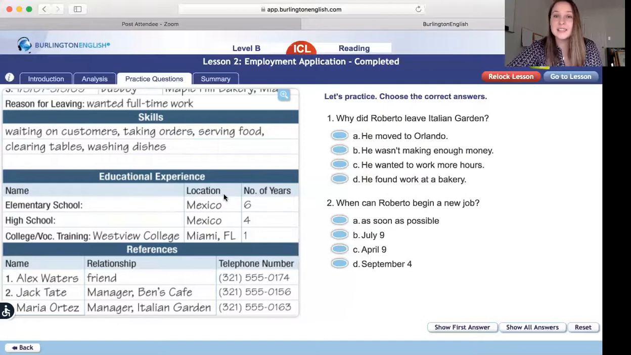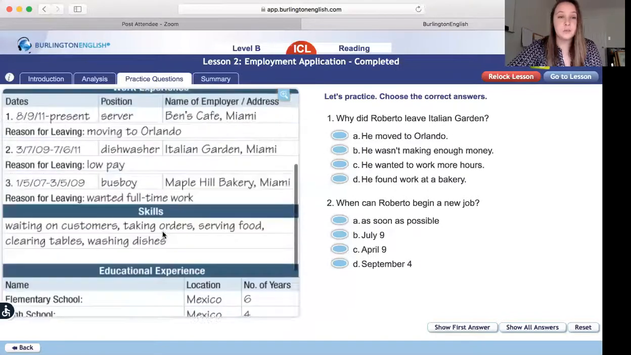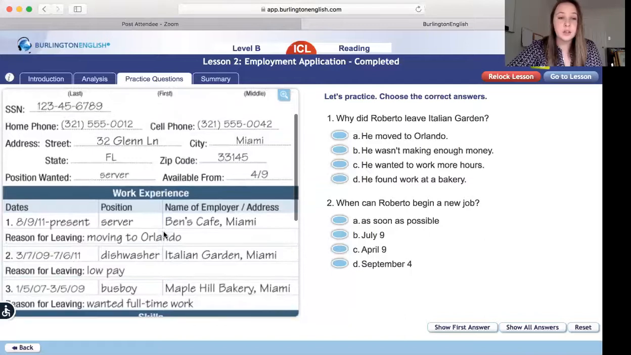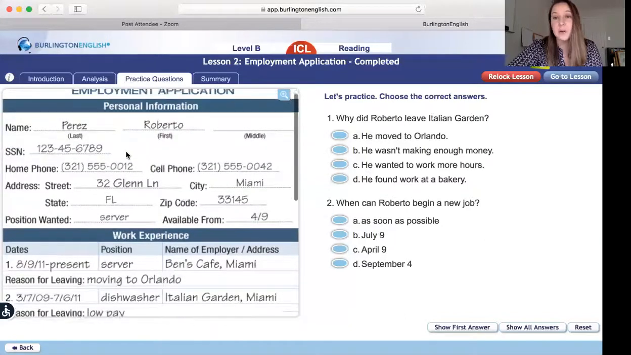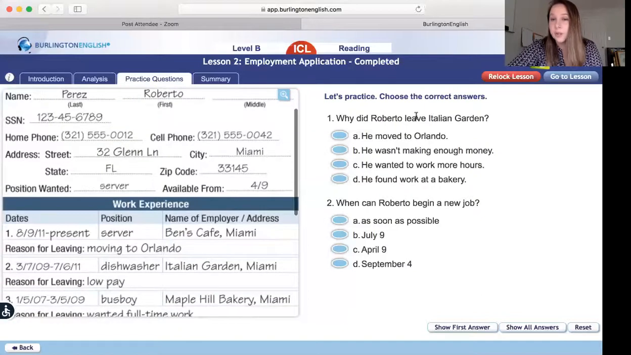So the text is the last place you go. So when you're looking at this, why did he leave Italian Garden? When we go over here and we look, we're going to find the section that it would be in. We know it is talking about a job that he had because this is an employment application. And so we're going to look under work experience. Work experience is all of the jobs that he has had.